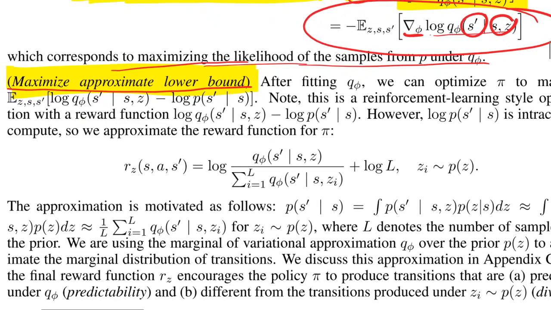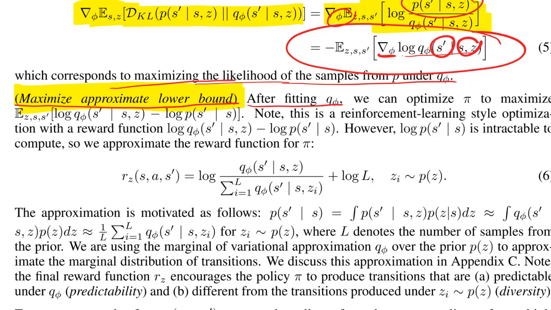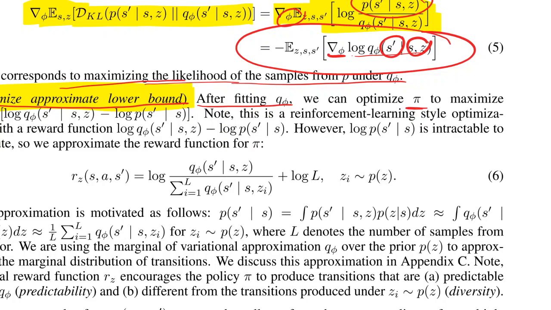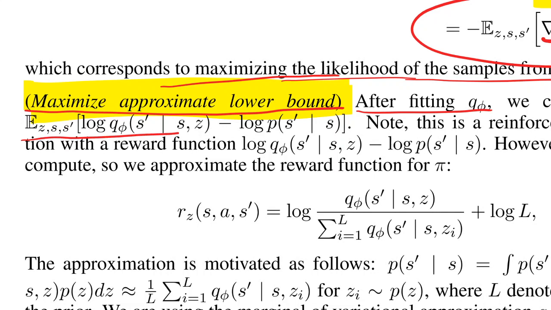Now, the second step, maximize the approximate lower bound, okay? So after fitting Q, after improving our world model, we can optimize pi. Pi is the agent that actually takes the actions based on the skill. So it's given a skill and it needs to perform an action. And it needs to maximize this quantity, as we've seen. It needs to maximize the mutual information between, if I know the action and if I don't, or the mutual information between the skill and the next state.